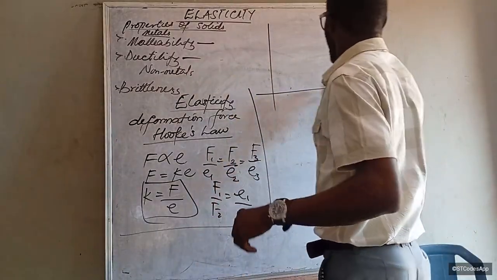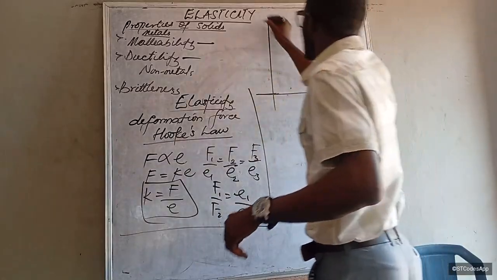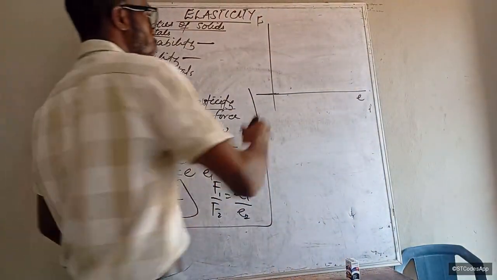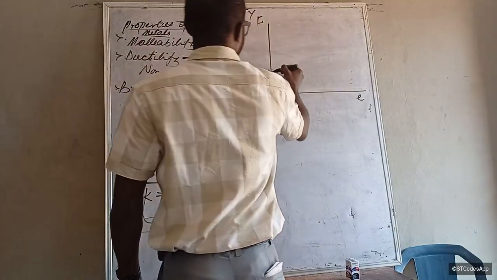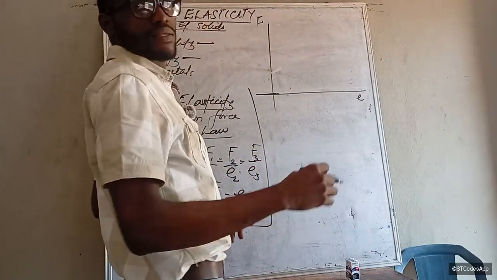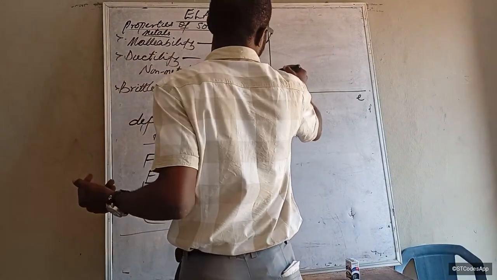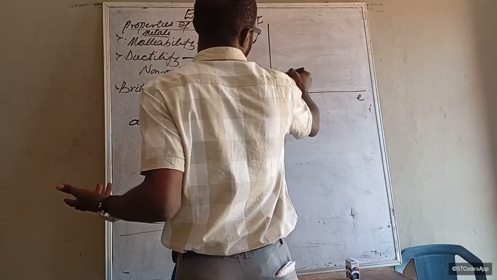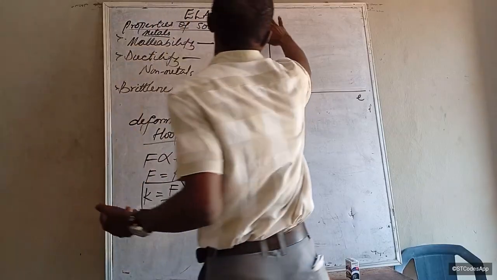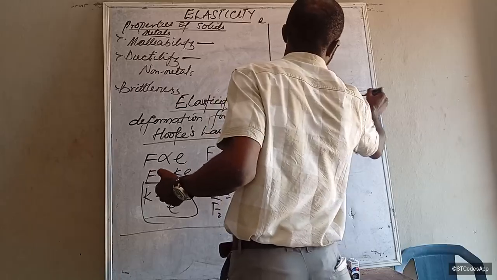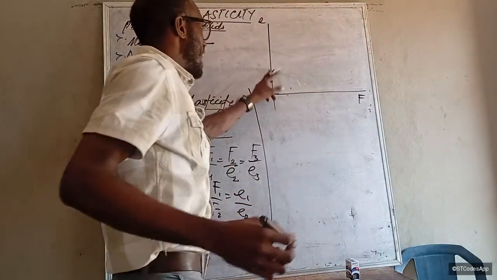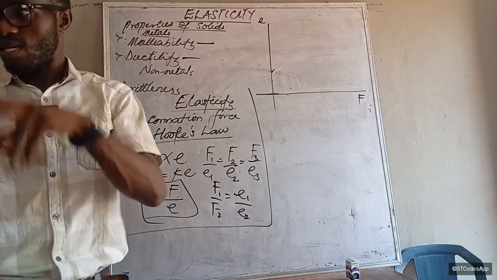I'm going to plot a graph of force against the extension. Okay? Take note of this graph. Now, if we apply a force, the body is going to start from a particular length. So there should be extension here against force. Do you know what I'm trying to do? So the body has a particular length, distance.